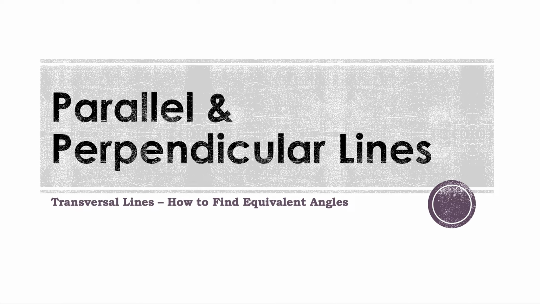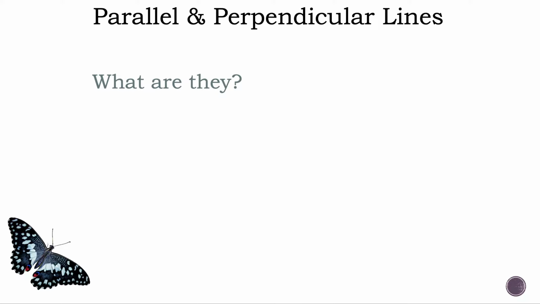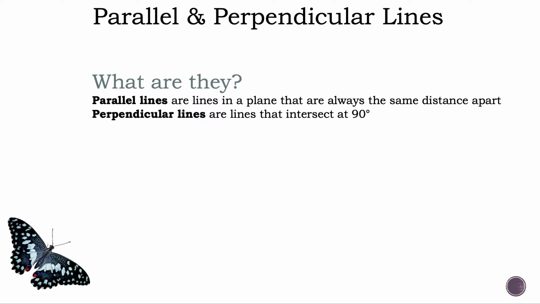Parallel and perpendicular lines with transversal lines, how to find equivalent angles. What are they? Parallel lines are lines in a plane that are always the same distance apart. Perpendicular lines are lines that intersect at 90 degrees.